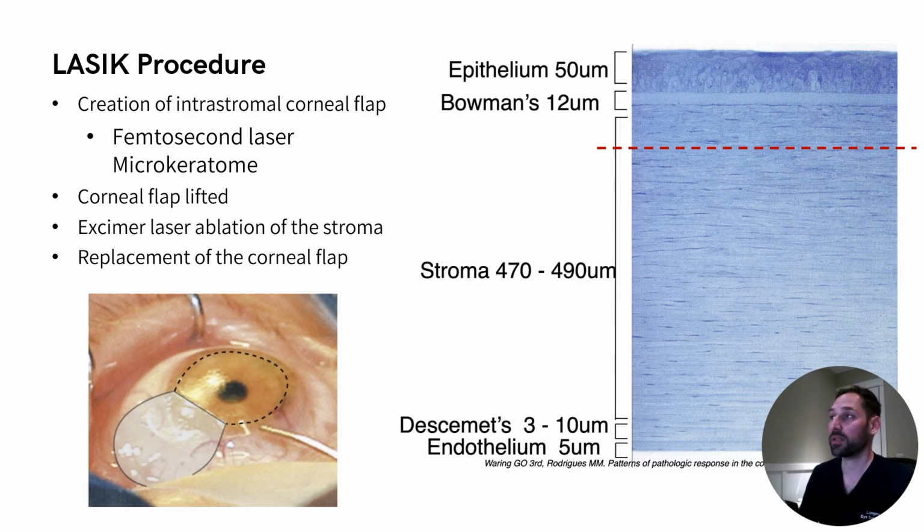We're reflecting that flap backwards. Okay, so there's a hinge at the top. We're exposing the underlying stroma, and then we're using the same excimer laser and those tiny little pulses of energy to reshape the underlying layer. We then take the flap and set it back down.